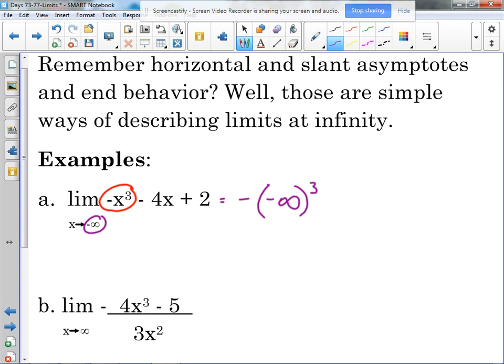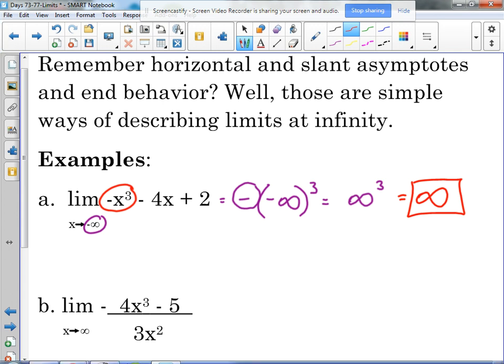And I'm cubing infinity, so I'm just going to end up with infinity cubed. But then I multiply it by another negative in front there. So I cubed a negative and got a negative, but then I'm multiplying it by a negative. So this ends up being positive infinity cubed. So this limit is infinity.